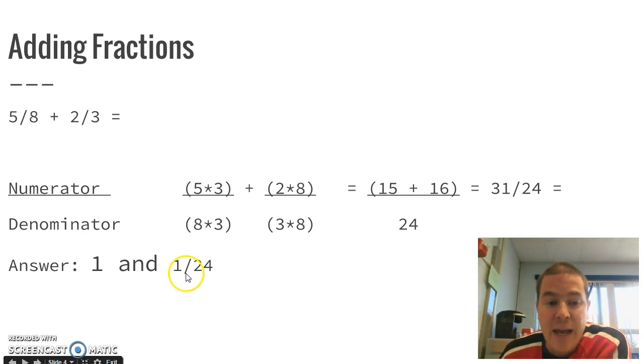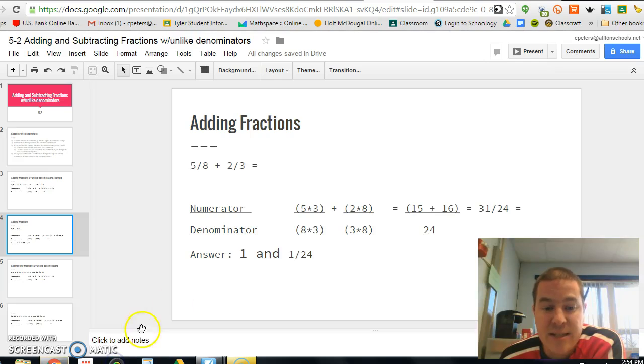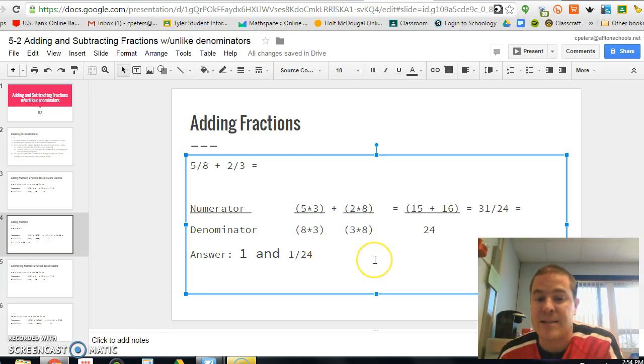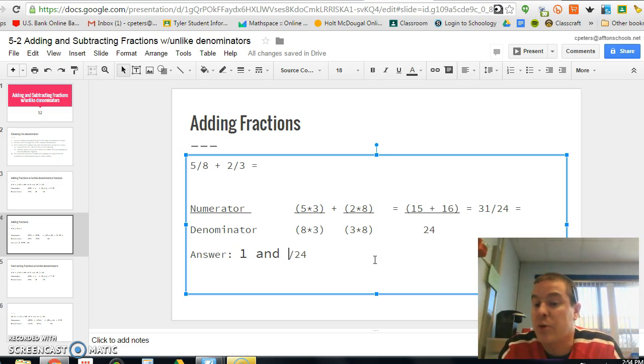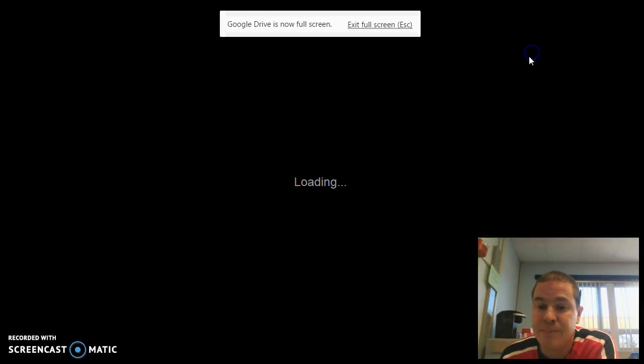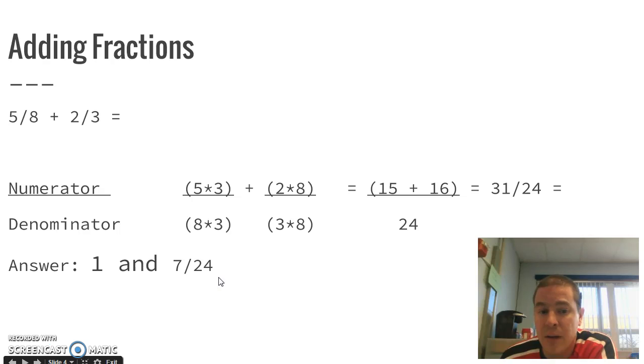All right. And I had actually messed up and didn't correct this slide. So on this slide, it's not 1 and 24. It's actually, when you take 31 divided by 24, you get 1, but then what's left is actually 7. Okay? So your answer should be 1 and 7 over 24. 31 over 24 reduces down to 1 and 7/24.